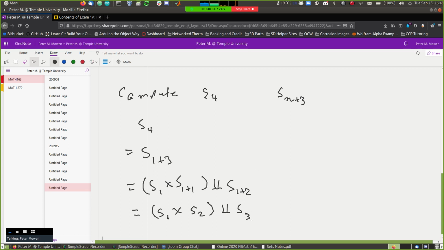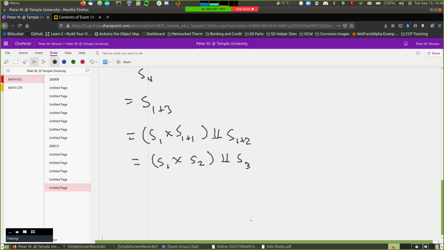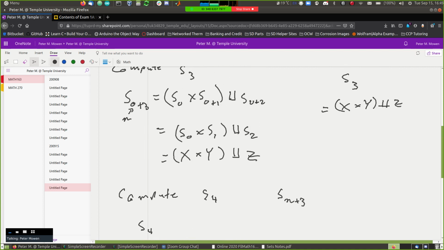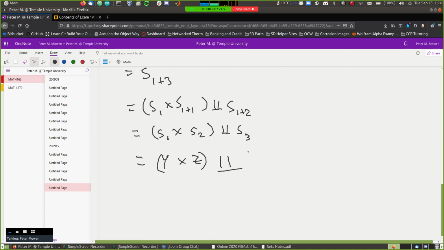And I need more space. And so this, well, S1 was Y, and S2 was Z, and S3 we found in the previous question. It was X cross Y coproduct Z. This is then X cross Y coproduct Z, and that would be the answer. And I would write just this part, just that part would go on the answer page.